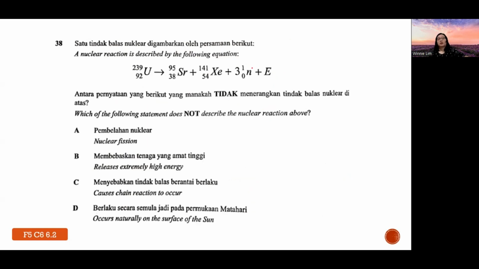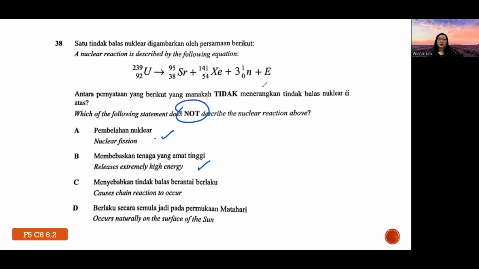38. A nuclear reaction is described by the following equations. Which of the following statements does not describe the nuclear reaction above? So uranium becomes strontium and xenon, at the same time having 3 neutrons plus energy. So generally this is nuclear fission. So fission is correct regarding these, but they want to find the one that is wrong.